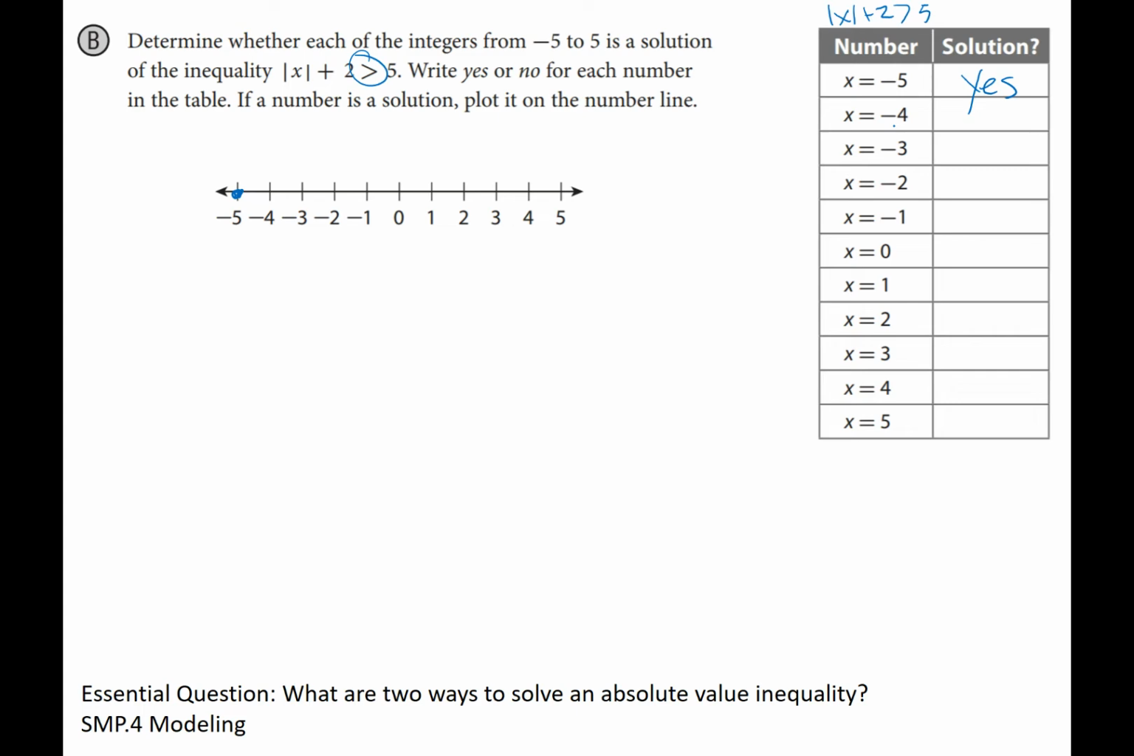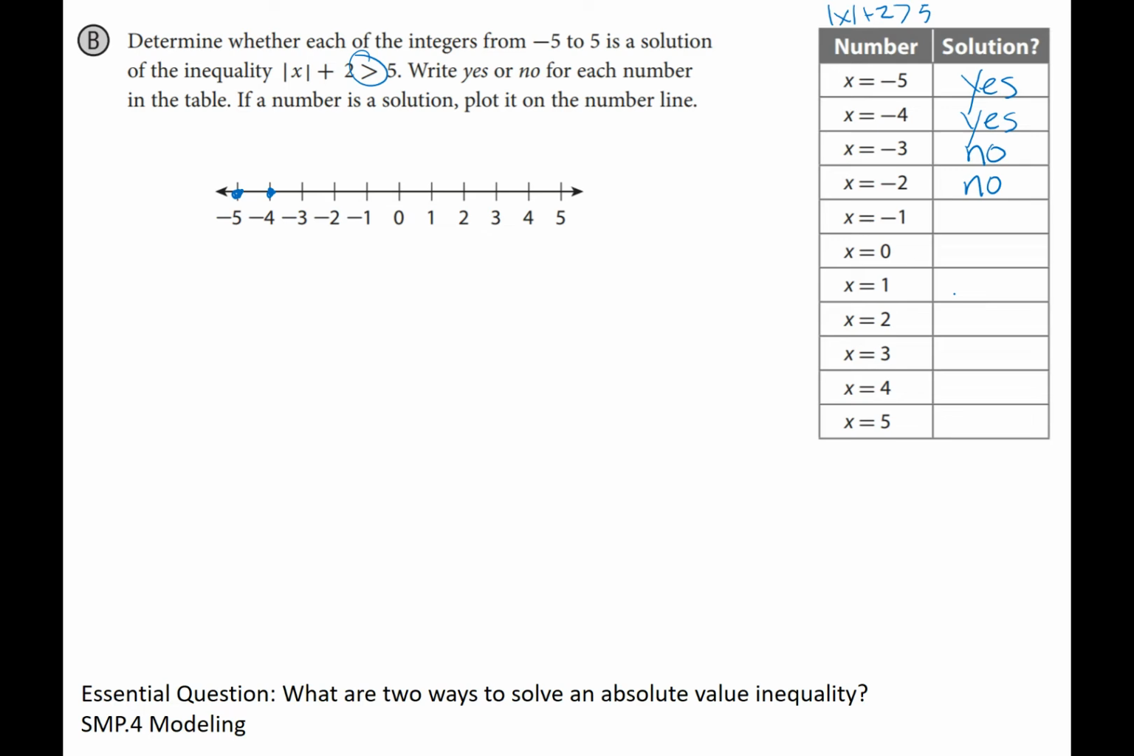And we're going to put in the -4. Absolute value of -4 is 4, plus 2 is 6, which is greater than 5, so that's a yes. Okay, we put in the -3. Absolute value of -3 is 3, plus 2 is 5, but that is not strictly greater than 5, so that's a no. Put in the -2. Absolute value of -2 is 2, plus 2 is 4, so this is a no.